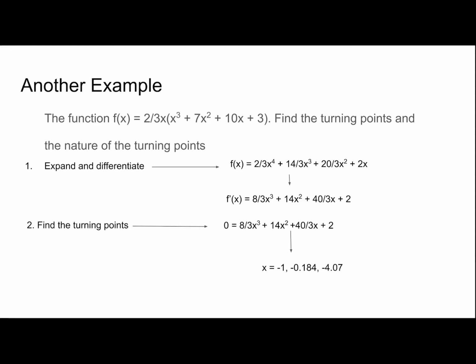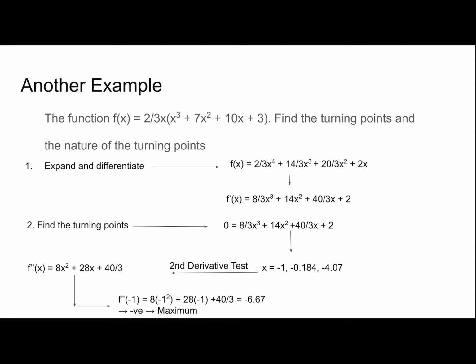Now we need to find the nature of the turning points, and once again we follow the exact same process. We're going to find the second derivative. So f double dash of x is 8x squared plus 28x plus 40 over 3. And we're just going to substitute these points in one by one to see which one is the maximum and which one is the minimum.